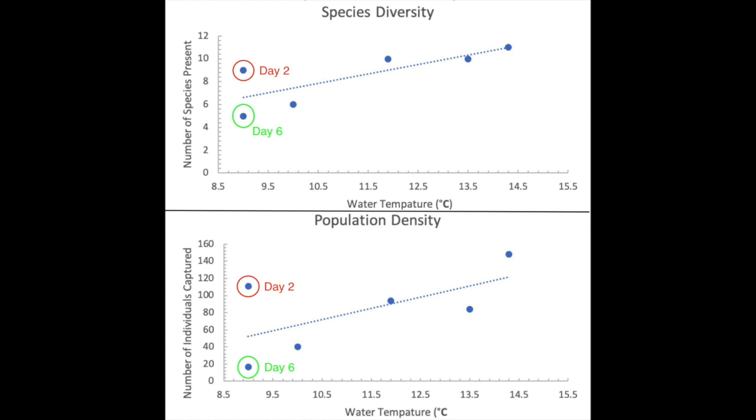Day 2 had a water temperature of 9 degrees Celsius and could be seen as an outlier in both the water temperature graphs because it shows a high number of species and individuals present, while Day 6, which also had a water temperature of 9 degrees Celsius, had a low number of species and individuals present.